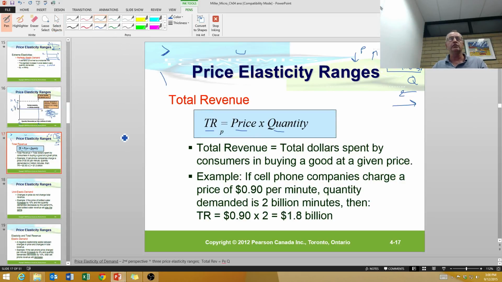So again, just as you mentioned before, with an elastic demand curve, the demand curve tends to be fairly flat. That's elastic. And with an inelastic curve, the demand curve tends to be fairly steep. And then unitary, we're just going to have it kind of neutral slope.